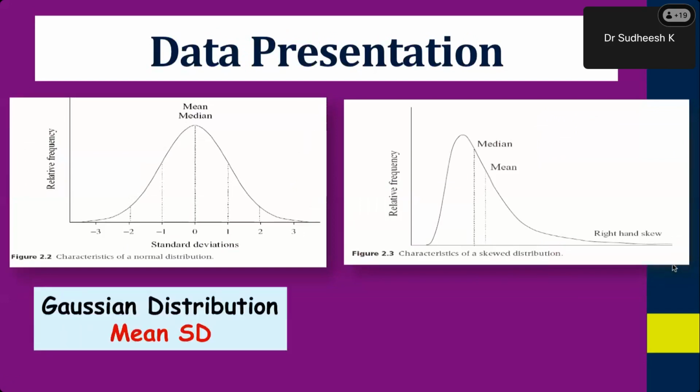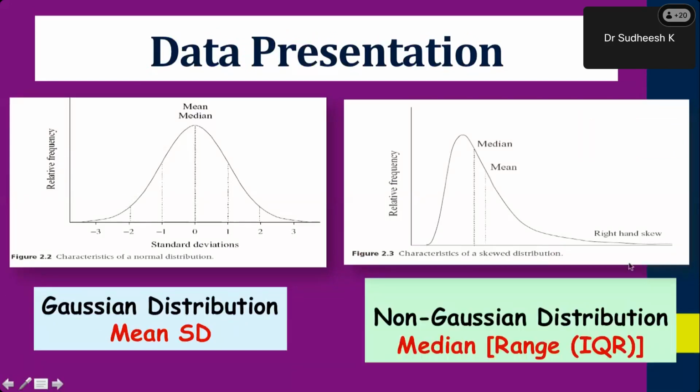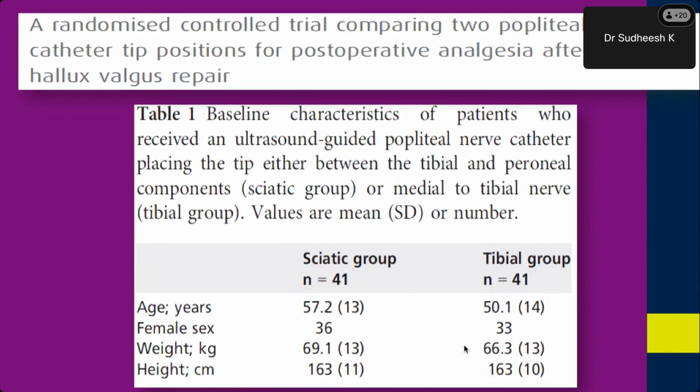As I told, whenever there is a Gaussian distribution, we represent that as mean and standard deviation. If there is non-Gaussian distribution, we represent it in the form of median and interquartile range. This is why we want to know whether the data is normally distributed or non-normally distributed. Normally distributed data, we represent as mean and standard deviation. If it is not normally distributed, we represent it as median and interquartile range. So we'll take a small example here.